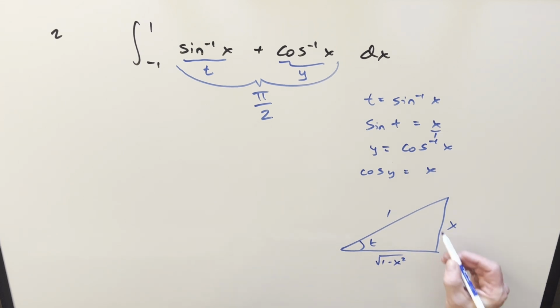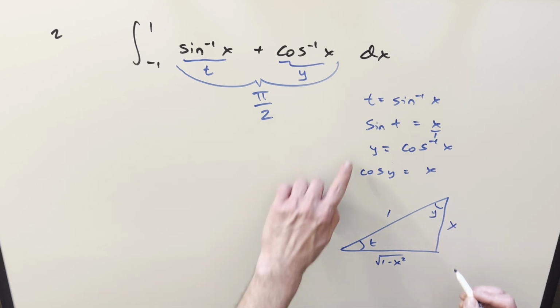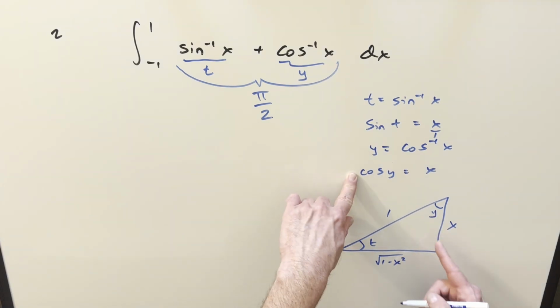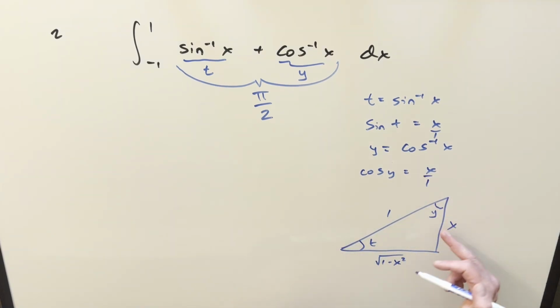But then I can do basically the same thing on the same triangle. If I call this angle here y, then notice cosine of y, we can write as x over 1. Adjacent over hypotenuse, you get x over 1. So this triangle is going to be true for cosine of y and sine of t. Of course, it's a right triangle, so this is 90 degrees.